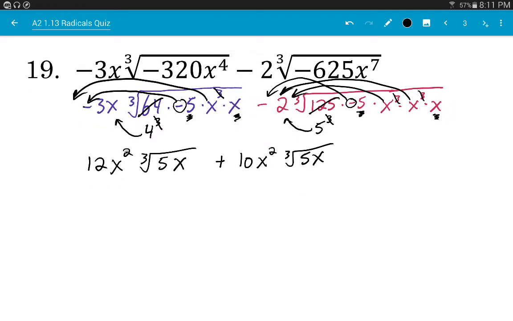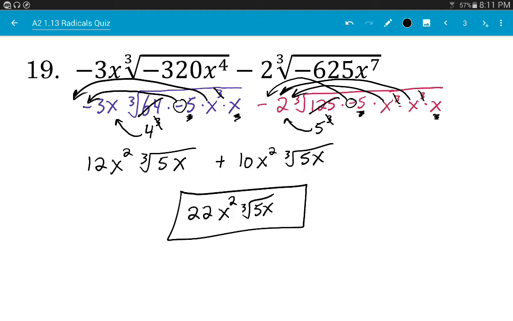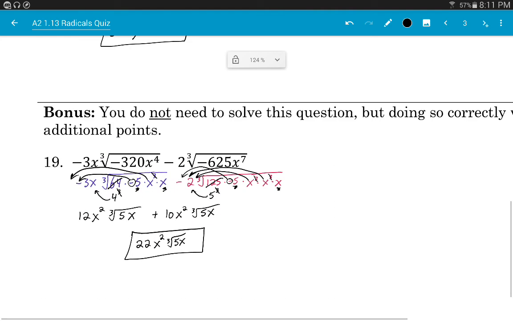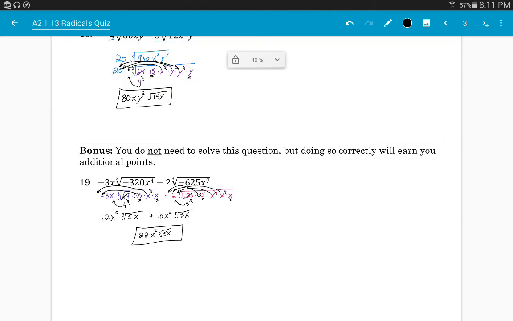Now 12x squared cube root of 5x plus 10x squared cube root of 5x. 10 and 12 is 22x squared cube root of 5x. Okay, and that would be my final answer for the bonus. If you have any questions, you're going to have to see me in office hours because this was already a long enough video.